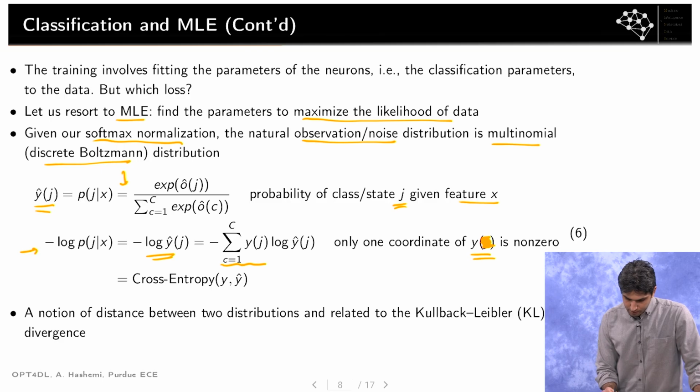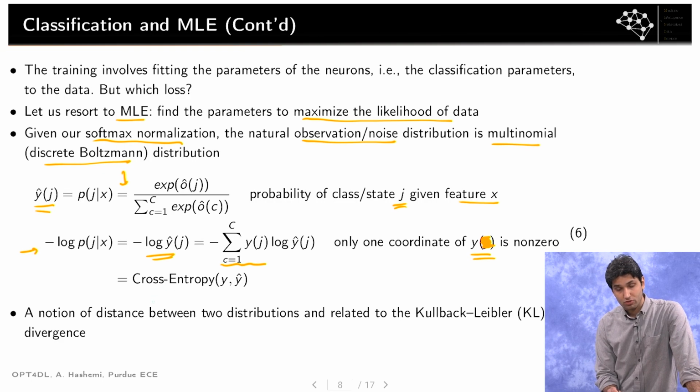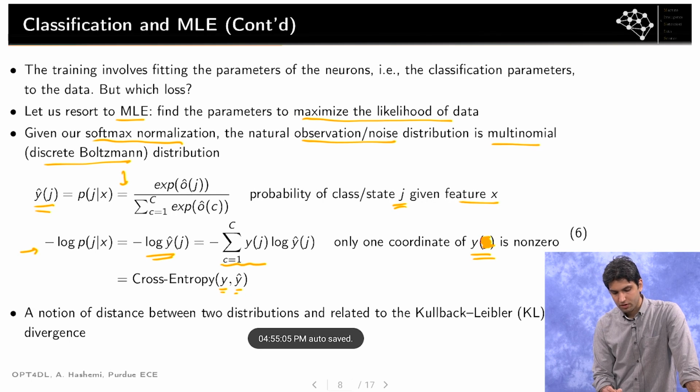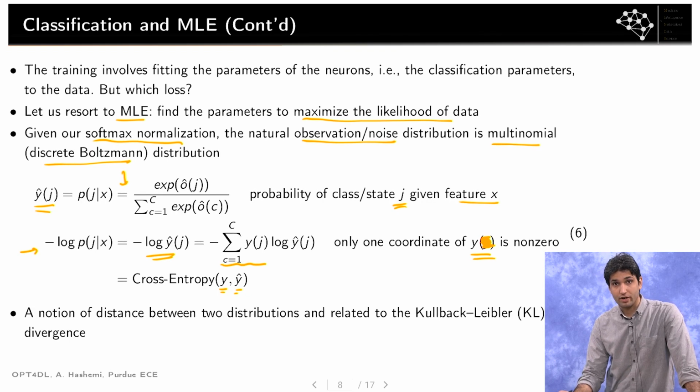Now this is exactly the cross entropy between y and y hat. In particular, what I'm doing here is viewing y and y hat as two probability vectors. Cross entropy is basically a notion of distance between these two probability vectors, between these two distributions. And as we're going to talk about in the next slide, it is also very related to a notion of distance from information theory called Kullback-Leibler divergence, or the KL divergence.